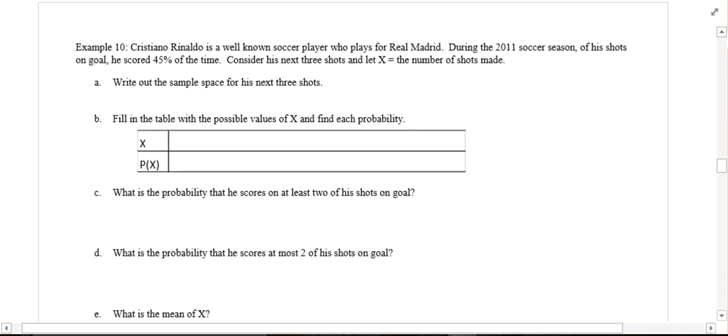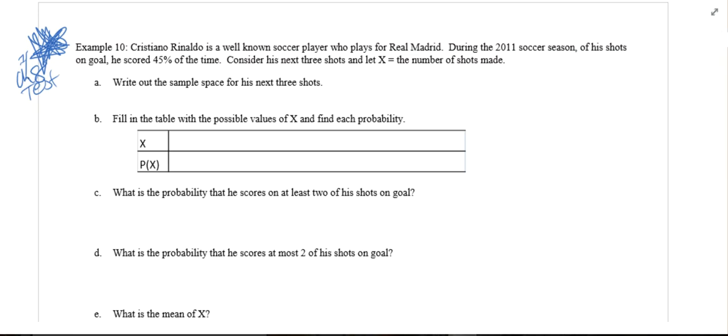Okay, next question. You have a problem just like this on your test. On your chapter 7, 8 test, this is one of your free response questions. So just note that this is exactly like one of them.